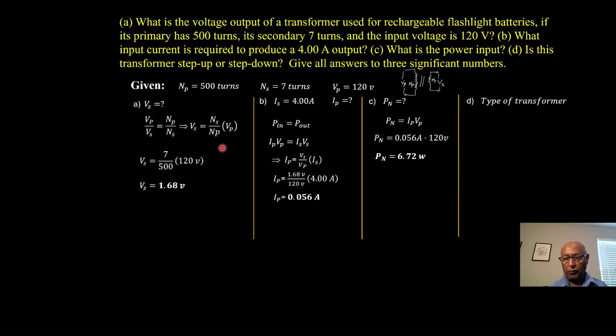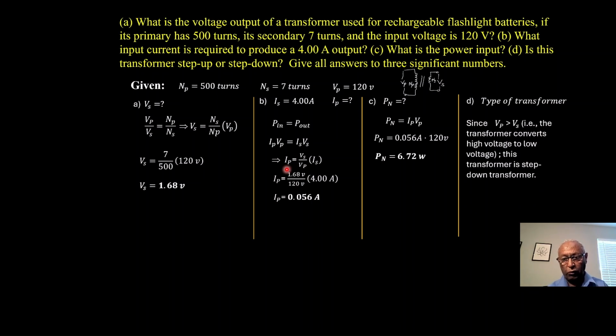D, is this transformer a step up or step down transformer? So we are asked to find the type of transformer, and there is a voltage drop, that means it's a step down transformer. Since V sub P is greater than V sub S, that is, the transformer converts high voltage to low voltage. Therefore, this transformer is a step down transformer.